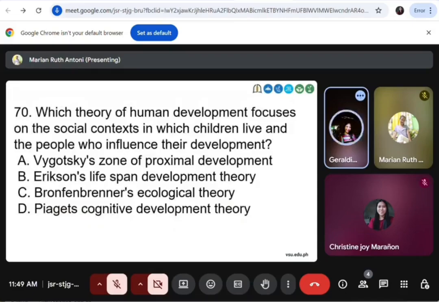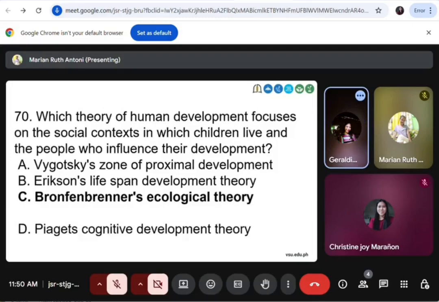70. Which theory of human development focuses on the social context in which children live and people who influence their development? A. Vygotsky's zone of proximal development. B. Erickson's lifespan development theory. C. Bronfenbrenner's ecological theory. Or letter D. Piaget cognitive development theory. So what do you think is the correct answer? The correct answer is letter C.